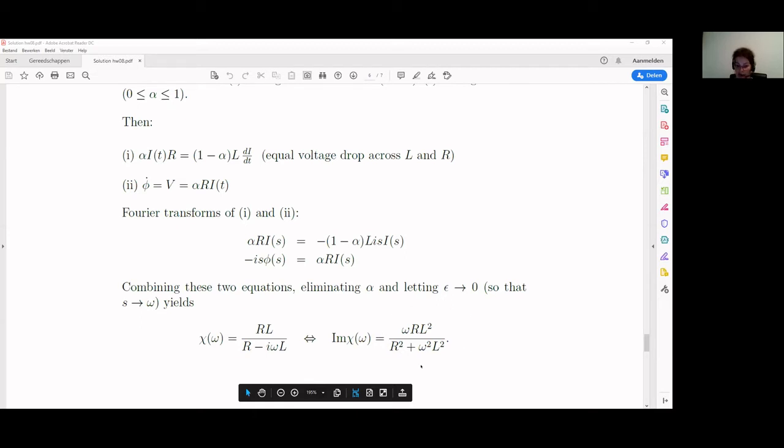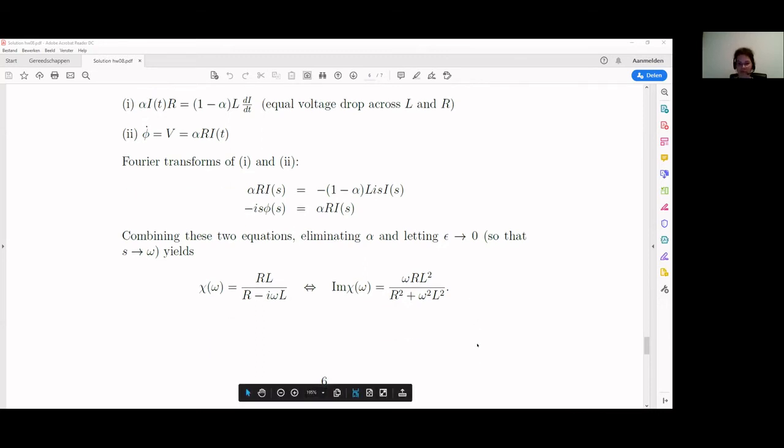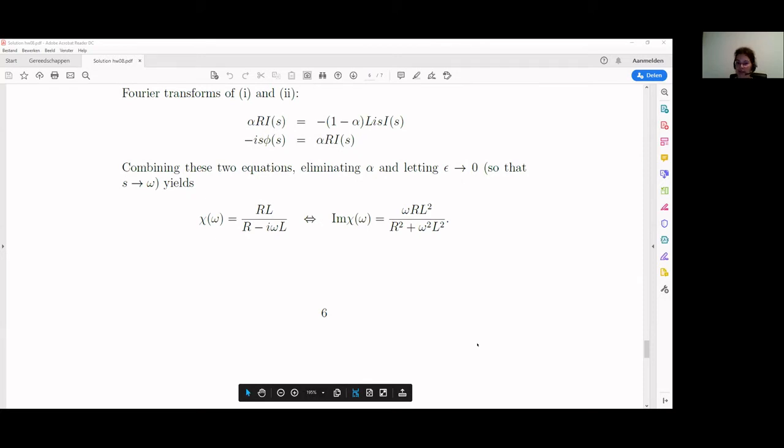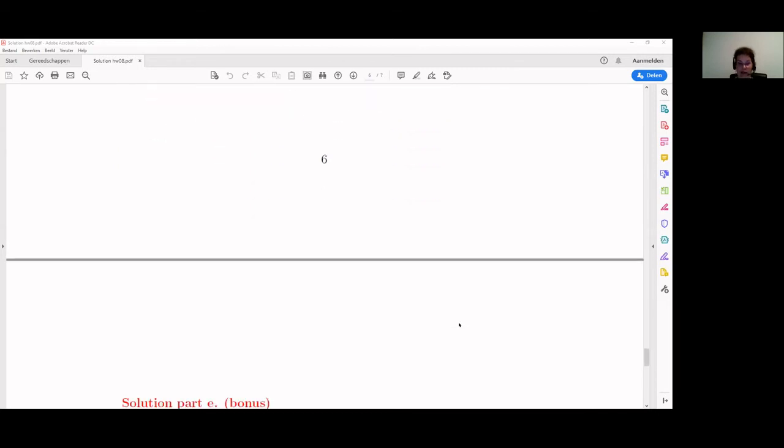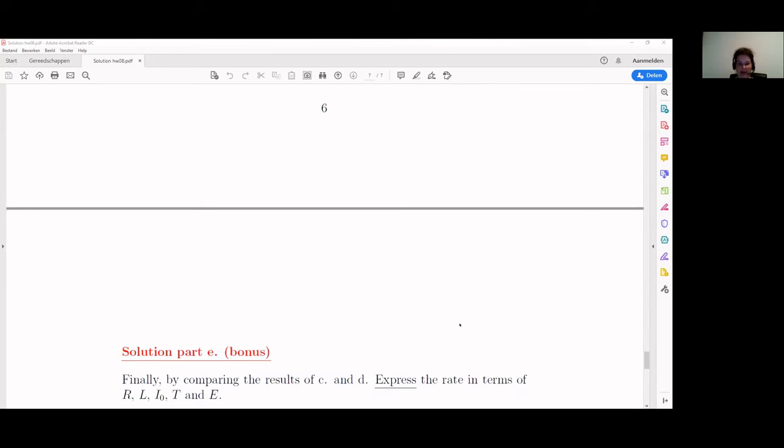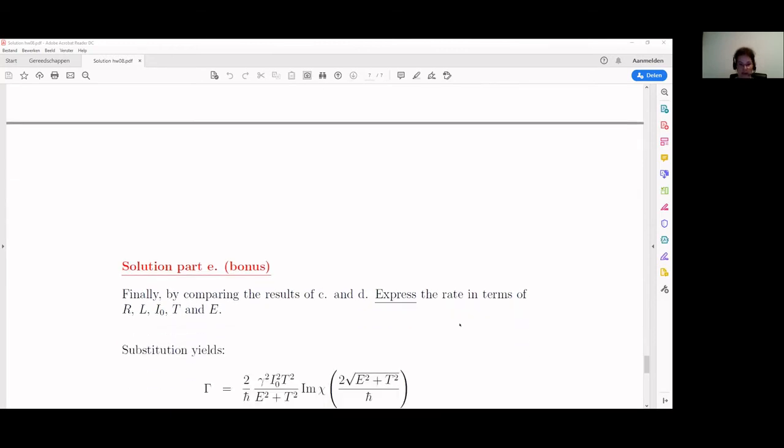So now we've expressed the response function in terms of the elements of the circuit, the resistance and the inductance and the frequency, which is nice because it actually makes a connection between a more mathematical expression and an actual physical circuit. And now most of your work is done. There's just a bonus question left, which in this problem was not very difficult. I think it was essentially a matter of substitution.